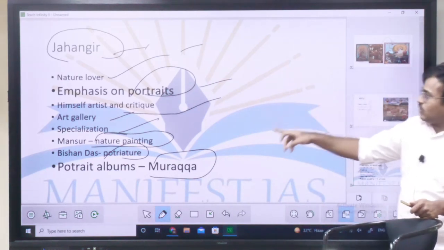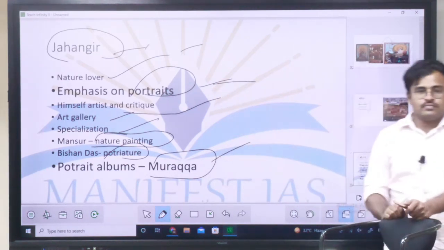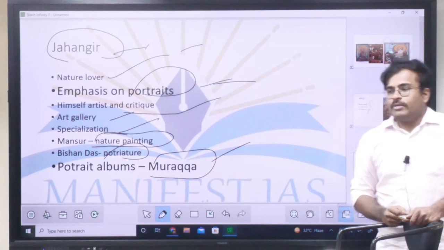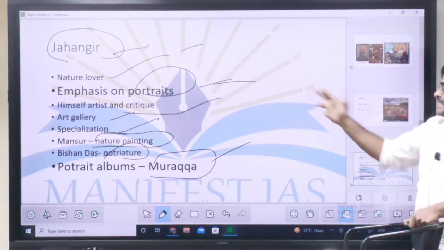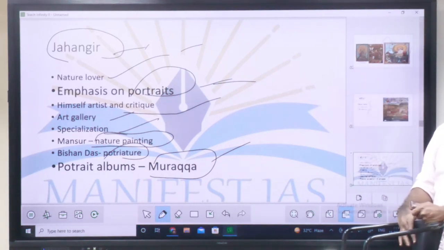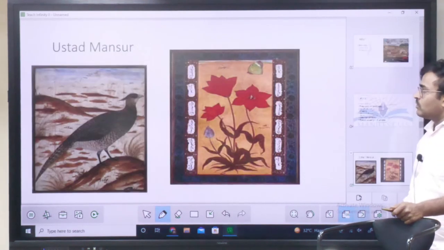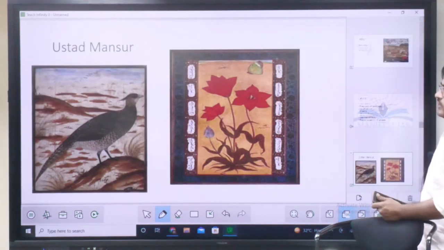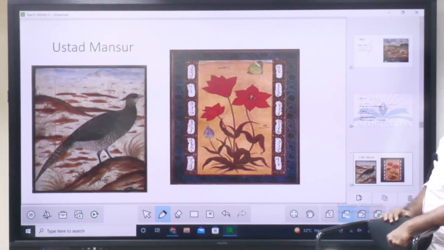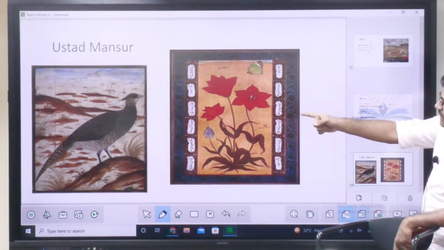So this exact thing, these two lines have been asked as a question. Murakkab means album, with emphasis on portrait paintings. These are done during the time of Jahangir. These are portraits, sorry, animal images by Ustad Mansoor. They are very lifelike, right?